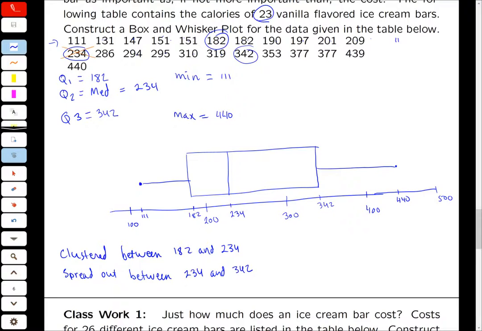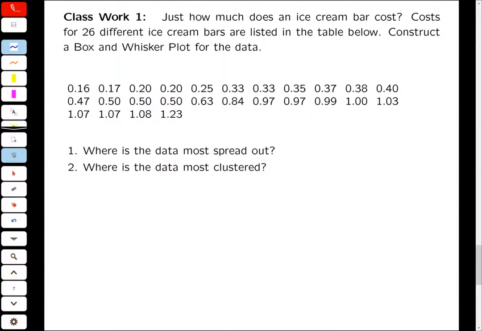So, let's go to our classwork problem. Go ahead and get a piece of paper out. Make sure you put your name at the top of the paper. This data is also in order, so if you don't want to use a calculator, you don't have to.